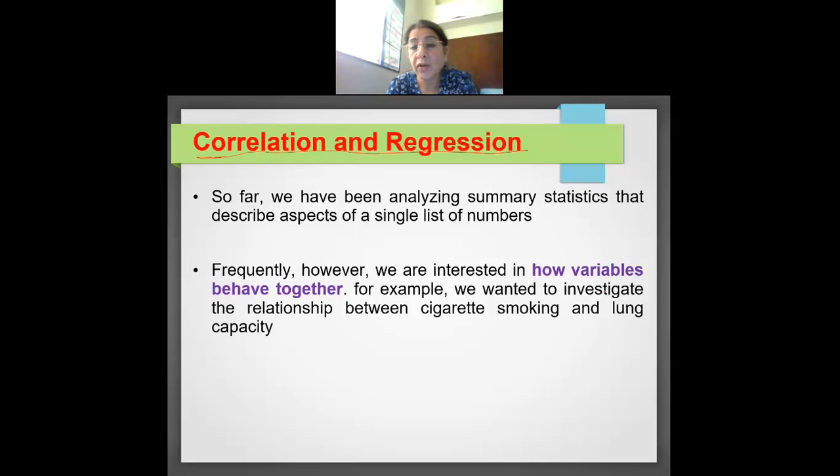For example, you want to investigate the relationship between cigarette smoking and lung capacity. You want to analyze age and blood pressure. These two variables, we want to analyze how they affect each other, in the sense with age blood pressure is increasing, or with cigarette smoking lung capacity is increasing or decreasing, what is the relation between them. So correlation helps you to find that.